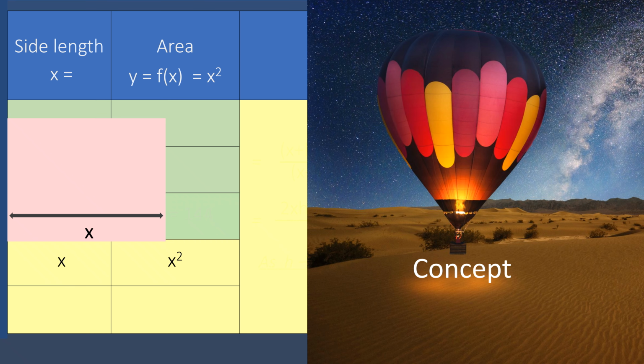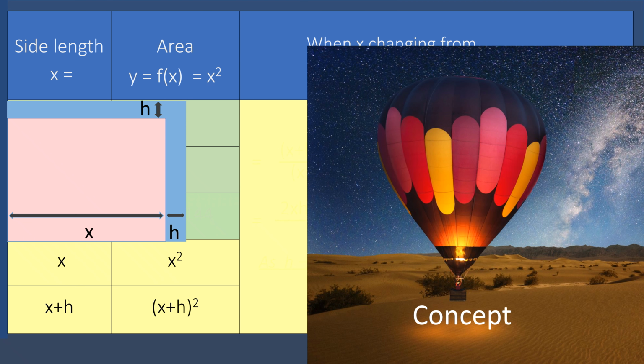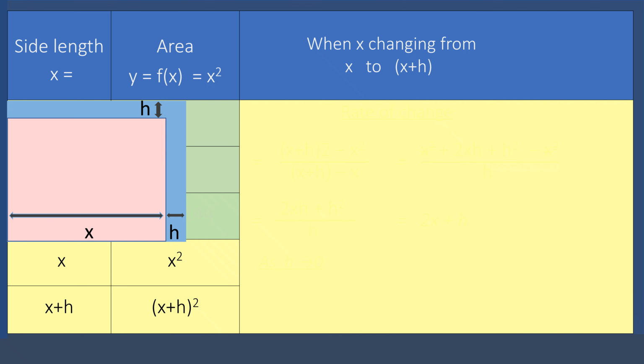Let's start with the simplest continuous example. Take a square with side length x. Its area is x squared. Now increase the side slightly by a very small amount, say h. The new side becomes x plus h. And obviously the new area becomes (x plus h) whole squared.